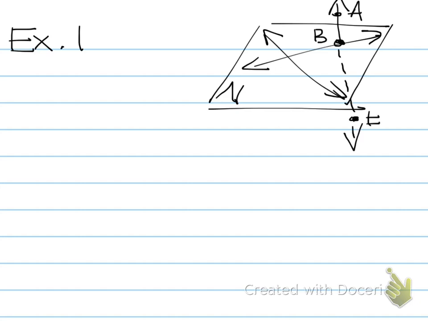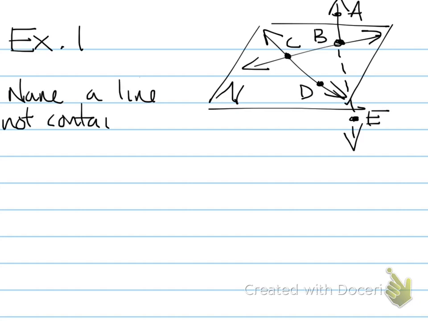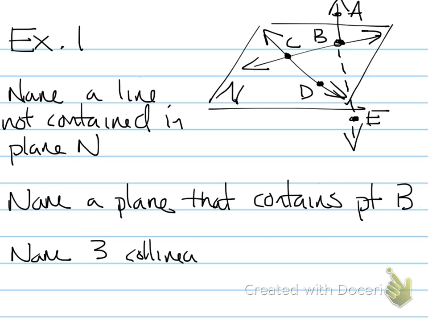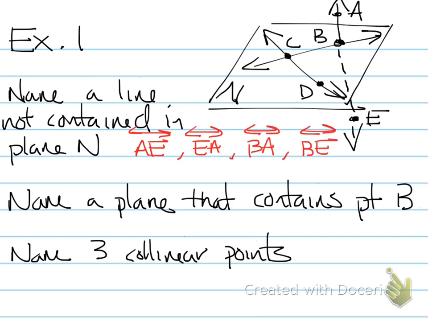In example 1, you want to name a line not contained in plane N. So the only line that is not on the plane N would be line AB. Notice there's several ways that you can name that line. You could name that line AE, line EA, line AB, line BA, line BE, line EB. So there's several ways that you can name that line. You just need 2 points on the line to name it.